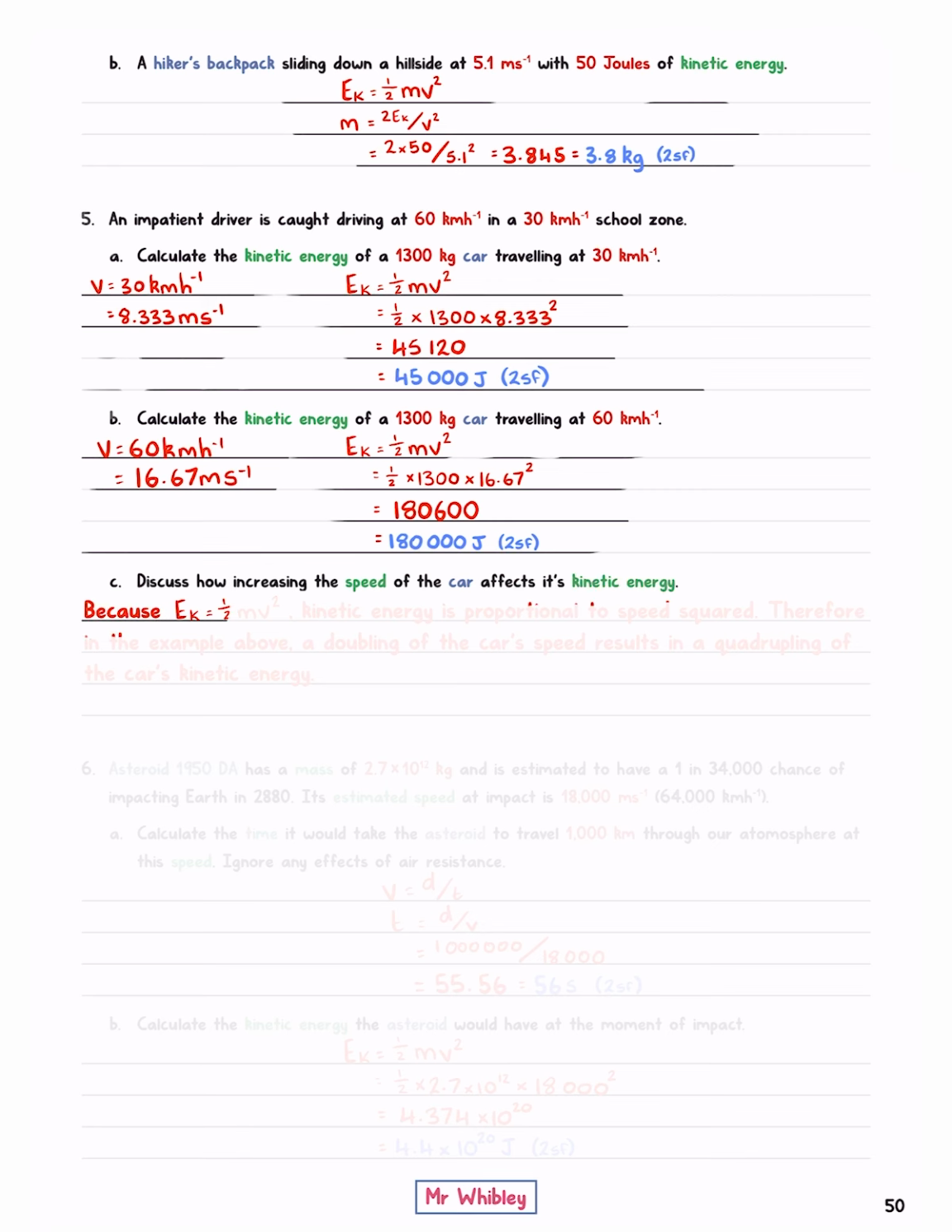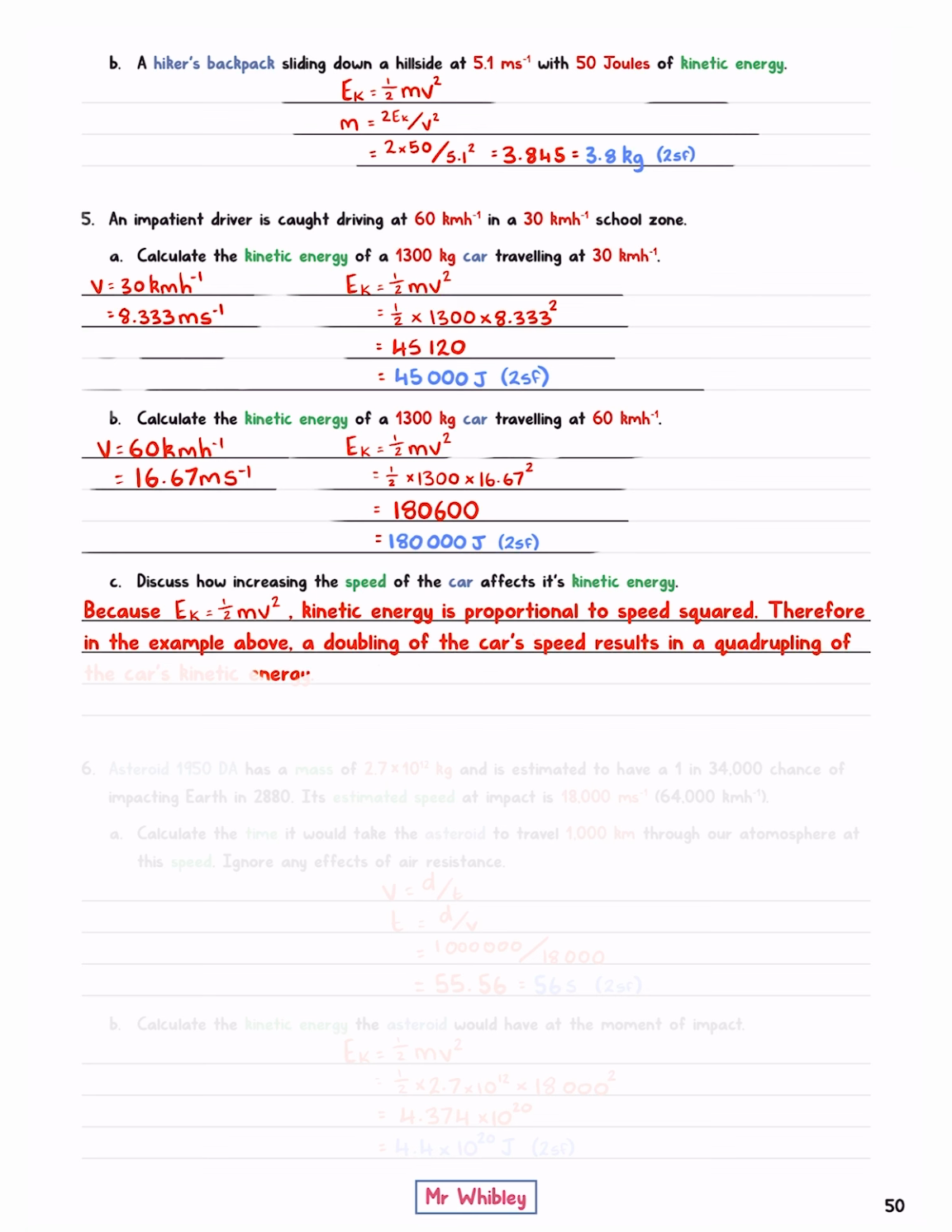Because EK is equal to half mv squared, kinetic energy is proportional to speed squared. Therefore, in the example above, a doubling of the car's speed results in a quadrupling of the car's kinetic energy. Putting this more mathematically, if we have our EK equals half mv squared, and we were to replace our v with 2v, expanding these brackets out would give us half m 2 squared v squared. 2 squared is 4, which we can bring out the front, and we see that we get 4 times half mv squared, which is 4 times our original kinetic energy.